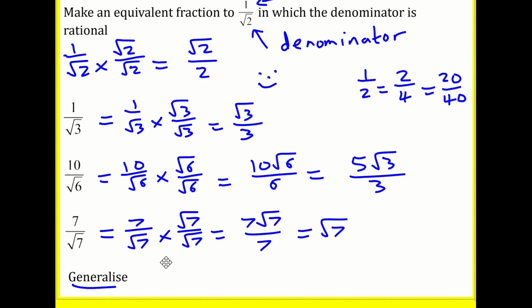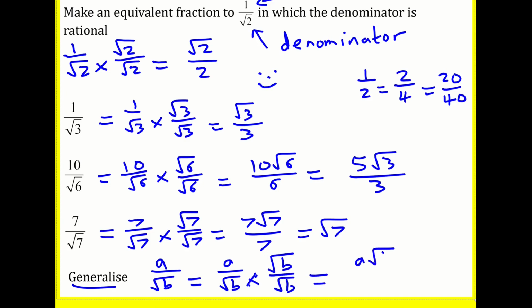And what I meant by generalizing was that if I say had a over root b, this is what I mean by generalizing. It could be any surd here. I could times, or maybe I should just say equals first. It's going to be a over root b, and then I'm going to times by root b over root b, and it's going to become a root b over b. I've rationalized it, assuming that b is a whole number.